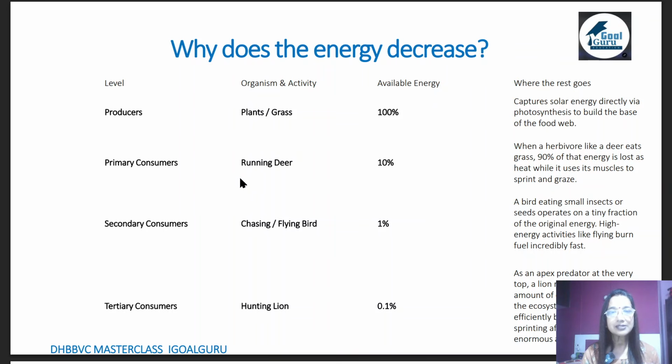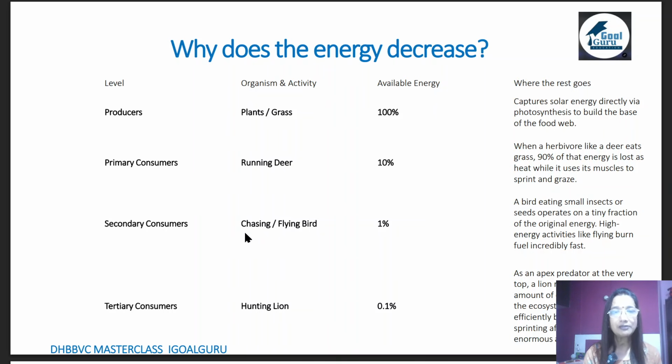The grass is eaten by the deer, correct? So this deer eats the grass. Now this deer does not store all the energy from the grass, right? So it uses most of it for walking, for running, for digestion, for maintaining the body temperature. So only a fraction of it stays in the body.